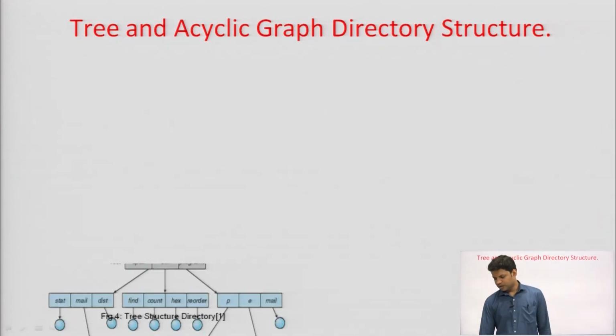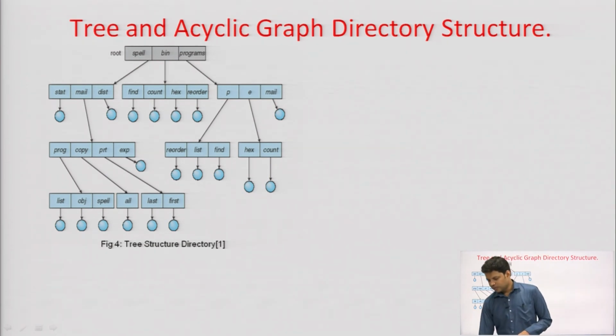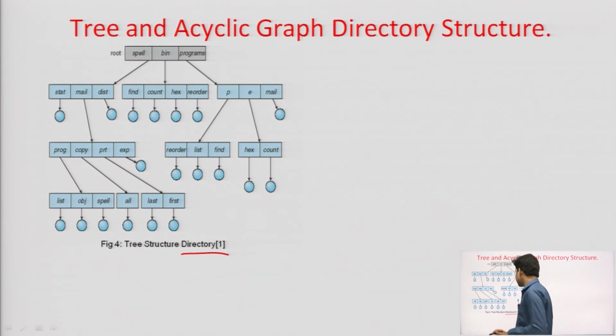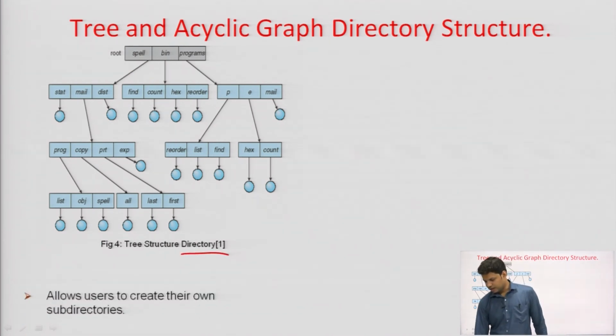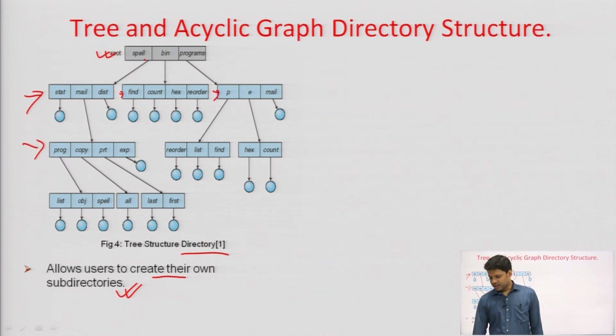The other directory structure is the acyclic graph directory structure, where no cycle should be there. First, this is your tree structure directory, and this allows users to create their own subdirectories. Even if this is your main directory, it allows users to create their own subdirectories. So you can see this is a subdirectory, this is a subdirectory, this is a subdirectory. This is the tree directory structure.